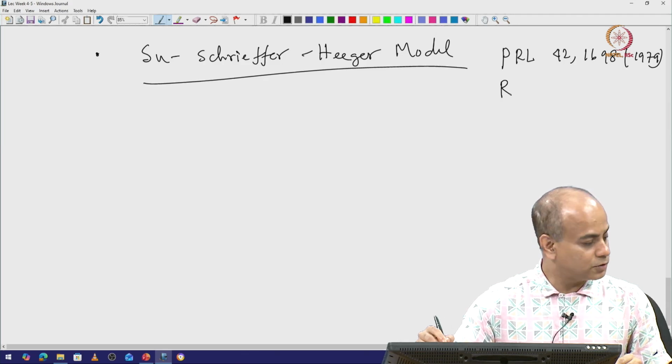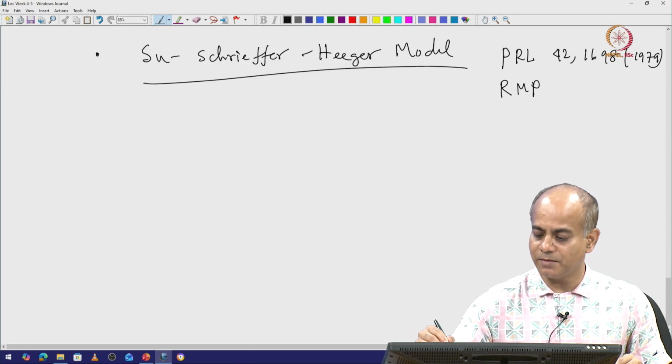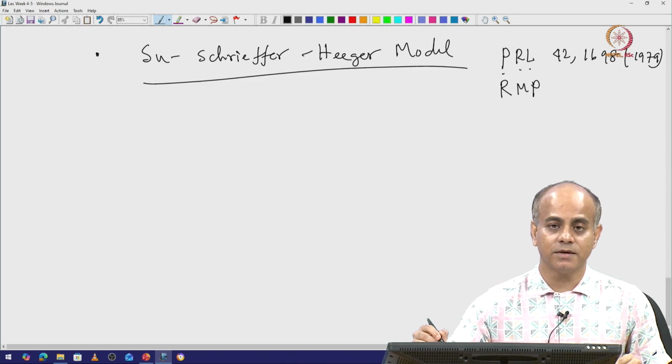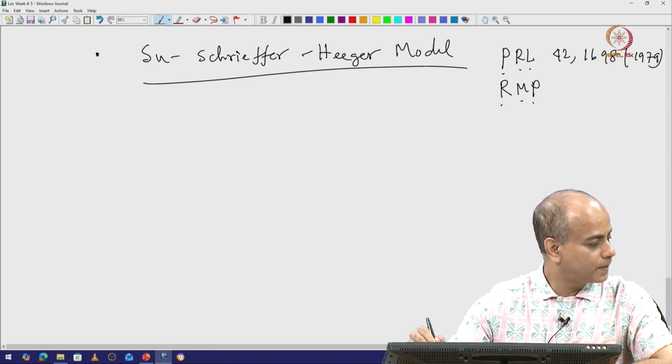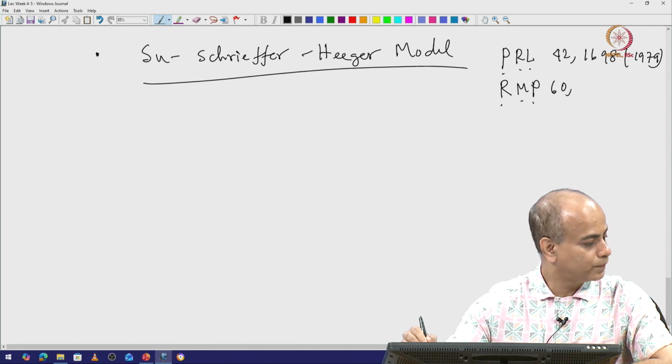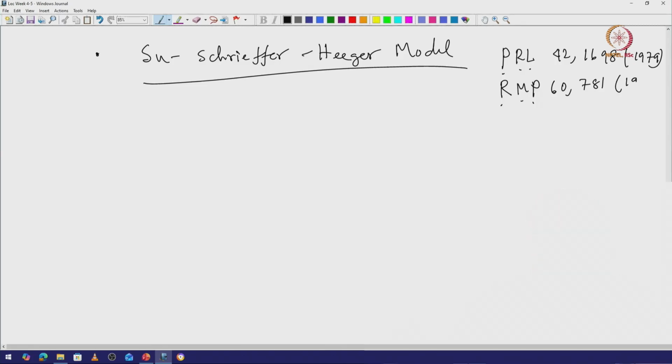And there is also a review article. So, PRL means Physical Review Letters. These are APS journals, and Review of Modern Physics. Both are from APS. Okay, it is also called the SSH model.